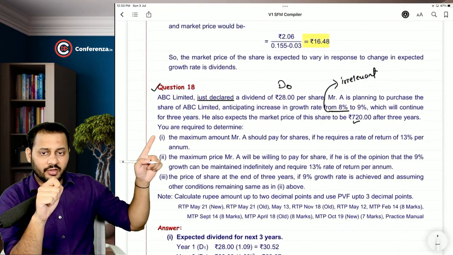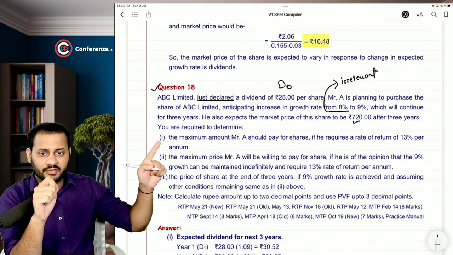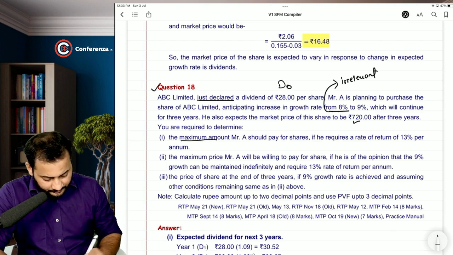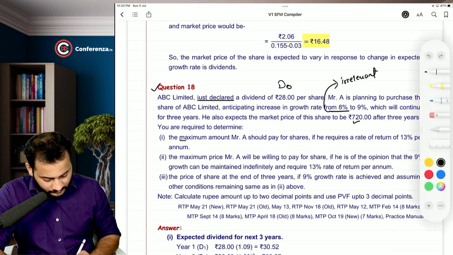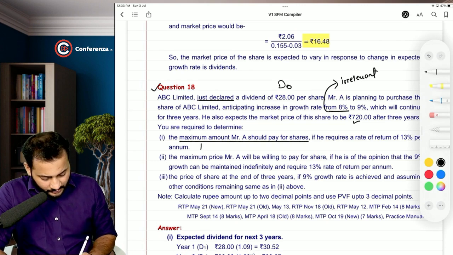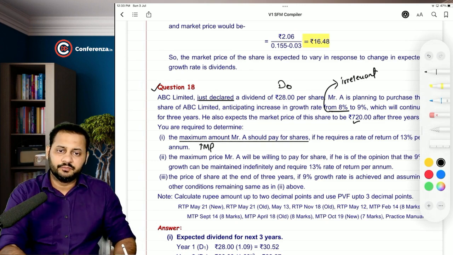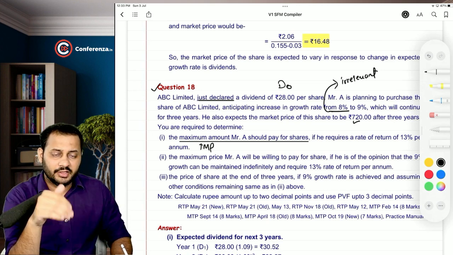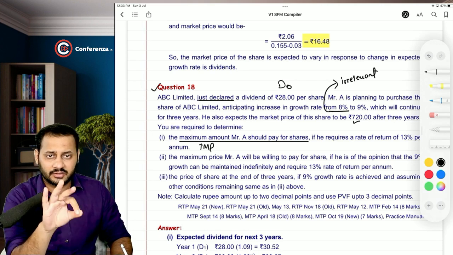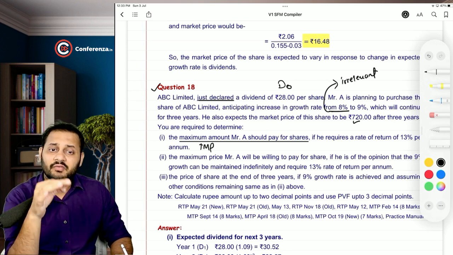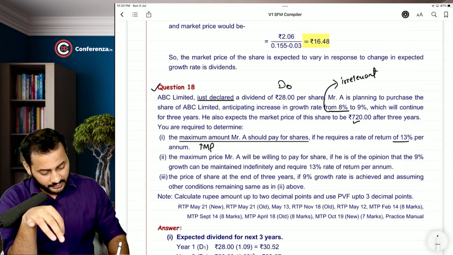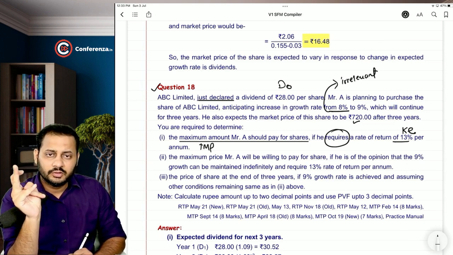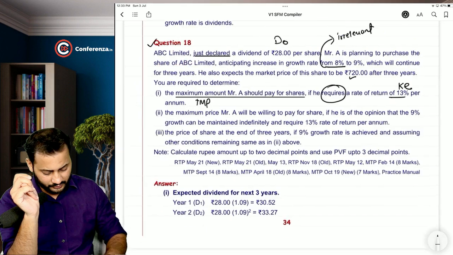Now, what we are required to do, 1, 2 and 3. The very first thing, maximum amount Mr. A should pay for share. Underline this, and below that, write it down: theoretical market price. What is the maximum amount that Mr. A should pay? It is the maximum that he will receive in present value terms. Cost of capital, required return 13%. Okay. So it's very easy.